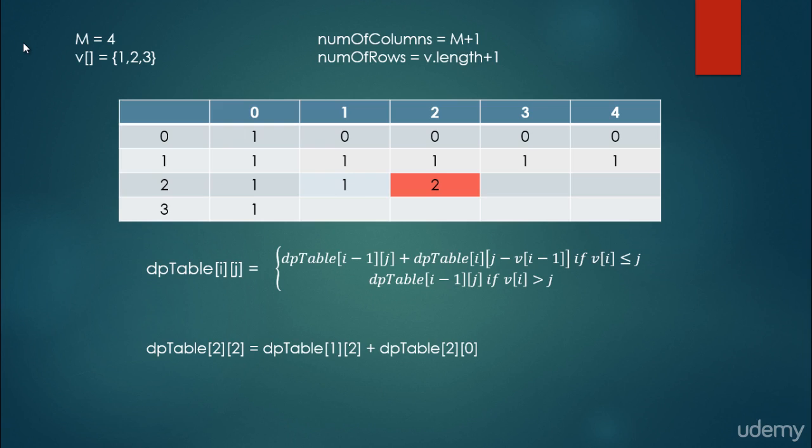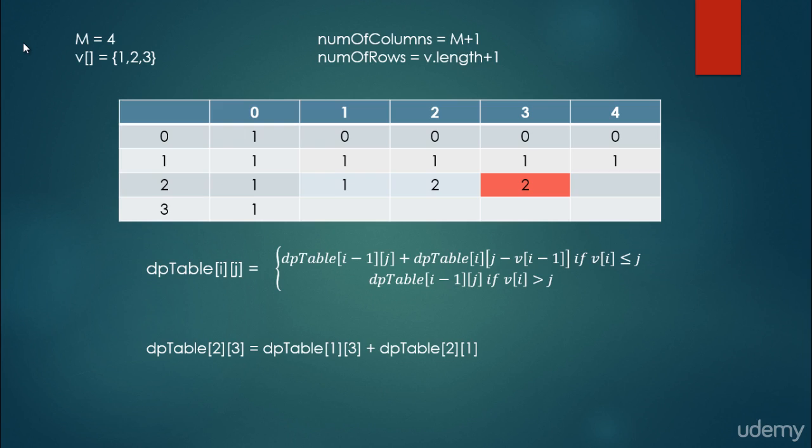Okay, the next one. Here we have to use the first formula because vi is less than or equal to j. The vi is equal to 2 because it's the second item in the v array. The j is equal to 2, so we have to use the dp table i minus 1, j plus the dp table i, j minus vi, which is going to be equal to the dp table 1, 2, and the 1, 2 is equal to 1, plus the dp table 2, 0, which is going to be equal 1, and 1 plus 1 is equal to 2. And what about this? We just have to use this formula, and it's going to be very easy.